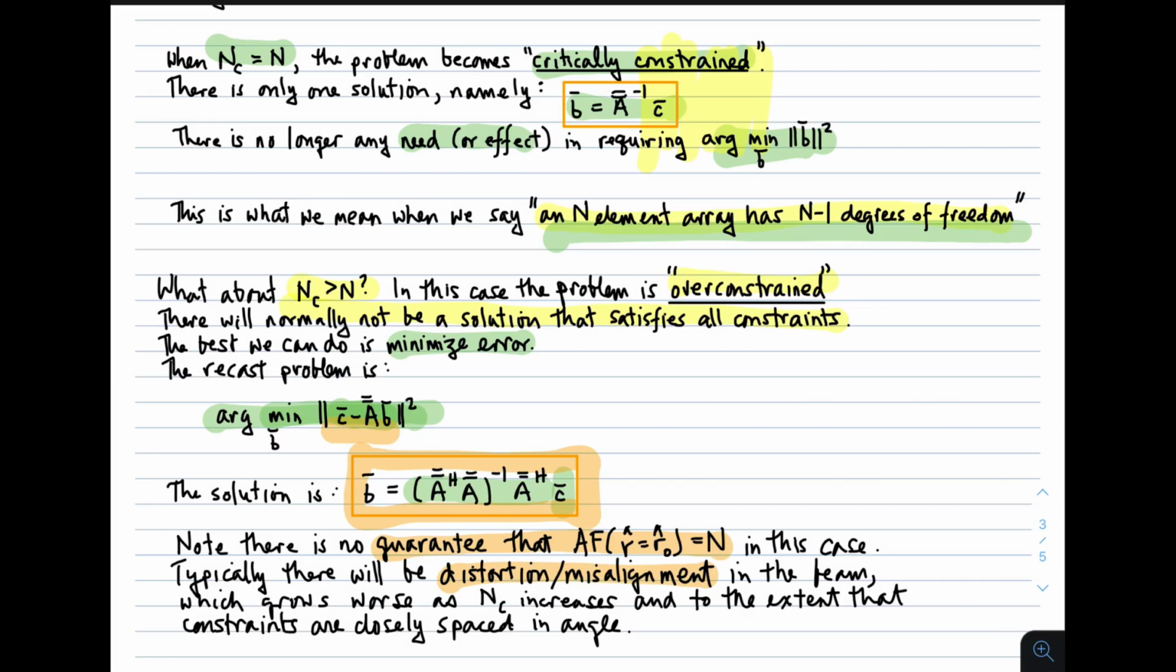Furthermore, the distortion and misalignment will grow worse as the number of constraints increases in general, and also will grow worse when constraints are closely spaced in angle. So for example, if you try to put a null very close to the beam pointing direction, you can expect that the errors will grow because it's hard to do that. It's hard to force a null to be very, very close to the pointing direction.